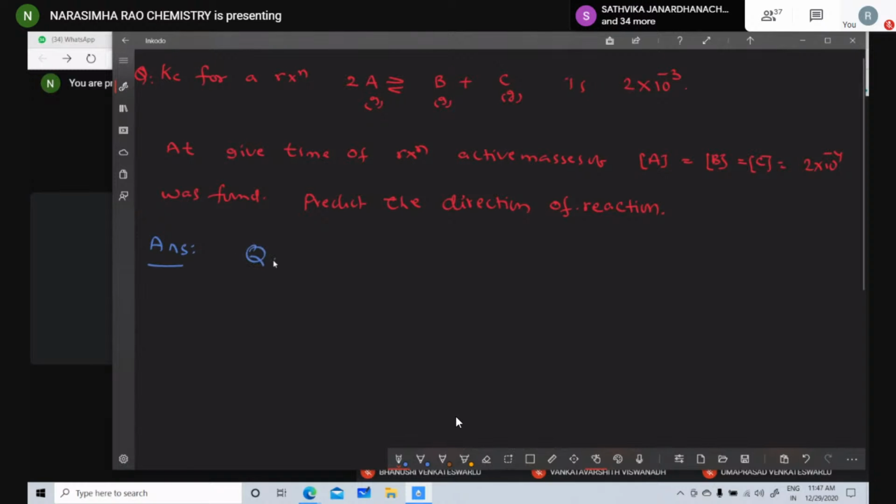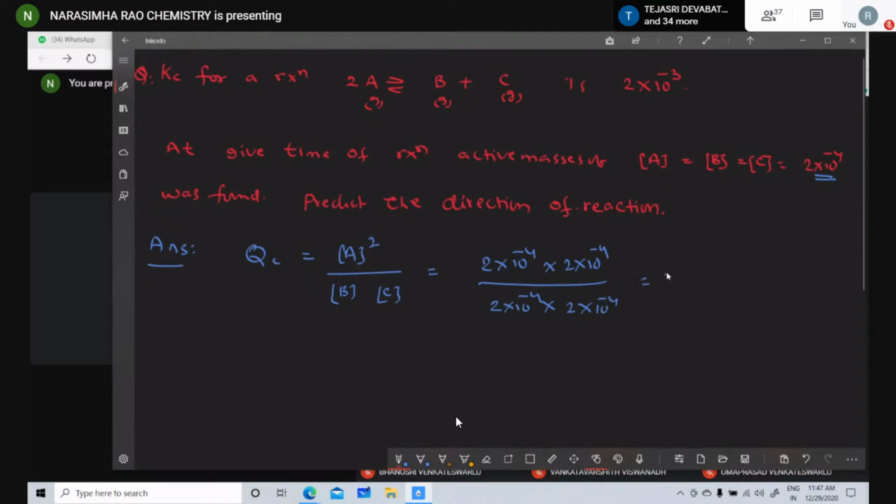Qc is the reaction quotient, equal to the active mass of A squared from the equation, upon the active mass of B into the active mass of C. Now, this is A squared, no? 2 into 10 power minus 4, into 2 into 10 power minus 4, upon 2 into 10 power minus 4 into 2 into 10 power minus 4, is equal to 1, which is Qc.